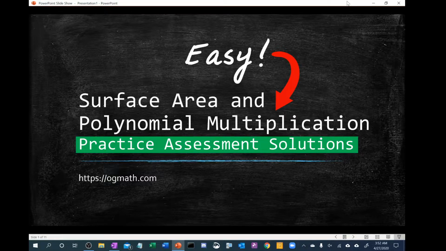Are you ready to learn surface area and polynomial multiplication? Guys, this is easy. This is fun. You're going to like this. And to make it even better, the problems that we're going to learn with come directly from the practice assessment. So not only will you be learning math, but you'll be getting some of your homework done too, just by watching this video. Let's dive right in.